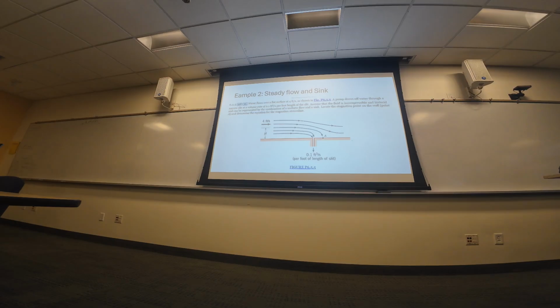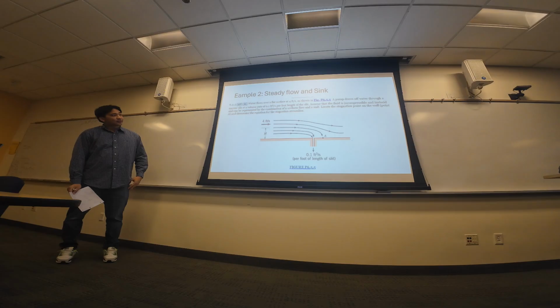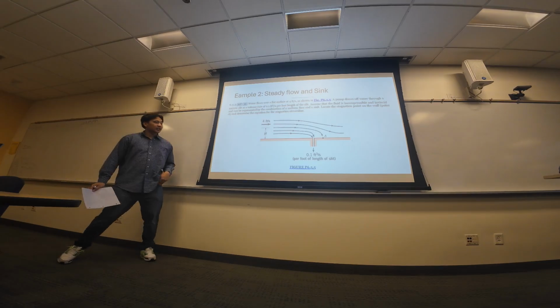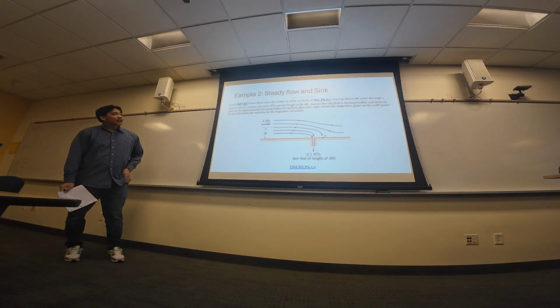Steady flow. So let's read this together. Water flows over a flat surface at 4 feet per second, as shown in the figure below. A pump draws off water through a narrow slit, which is right here. Water going through there, at a volume rate of 0.1 feet cubed per second per foot length of slit.